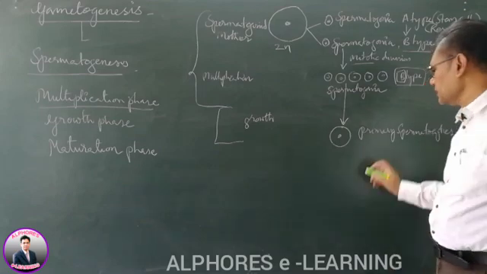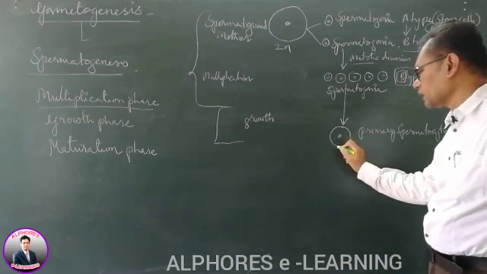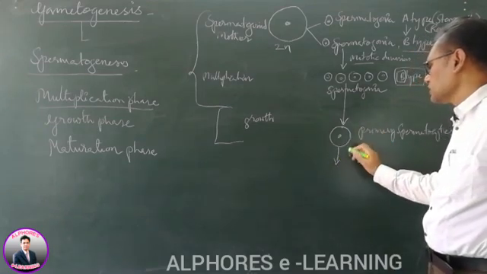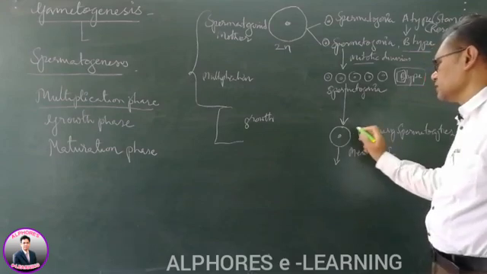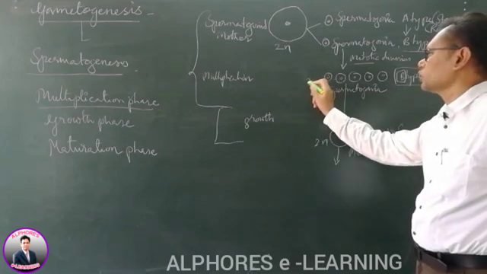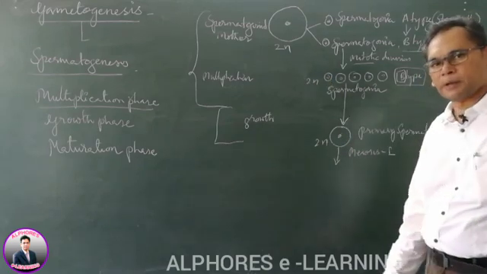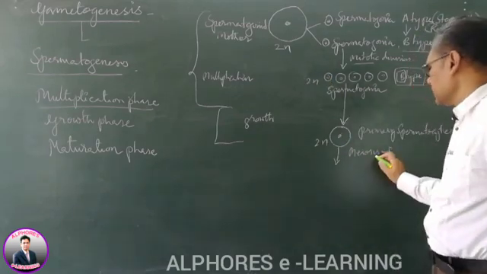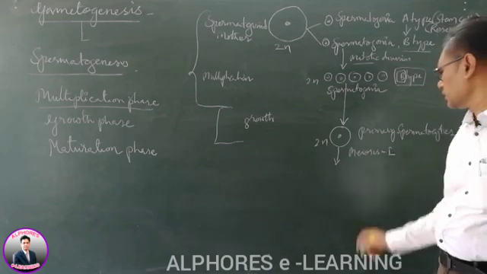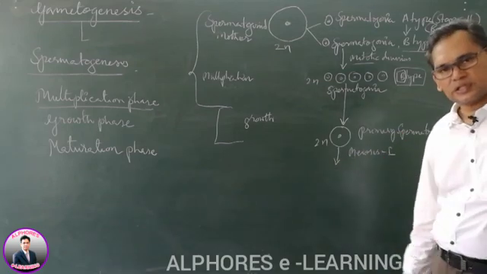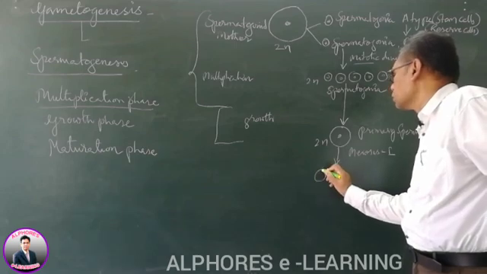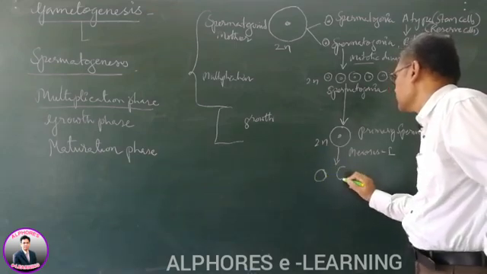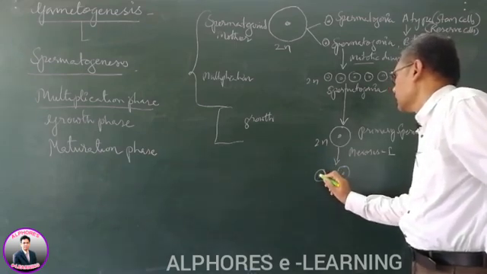Now, these primary spermatocytes undergo meiosis 1. They are also 2n, which means diploid. After meiosis 1, the primary spermatocytes give rise to secondary spermatocytes. Meiosis 1 results in the formation of two equal cells.